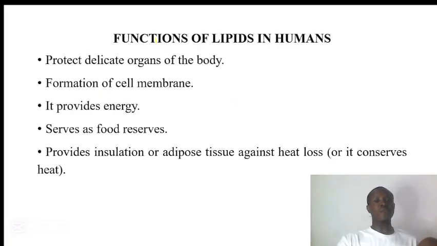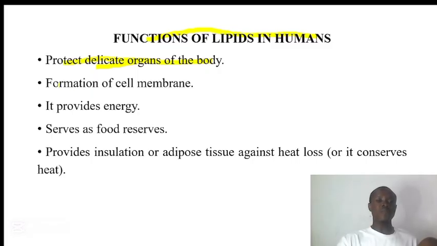Now let's talk about functions of lipids in humans. One, they protect delicate organs of the body. For example, the heart. It has a lipid layer on it that provides lubrication in order to prevent friction when it comes in contact with other organs. You know, friction will bring about the wearing and tearing of a part. So it has a lipid on it. That lipid acts as a lubricant in order to prevent or reduce friction.